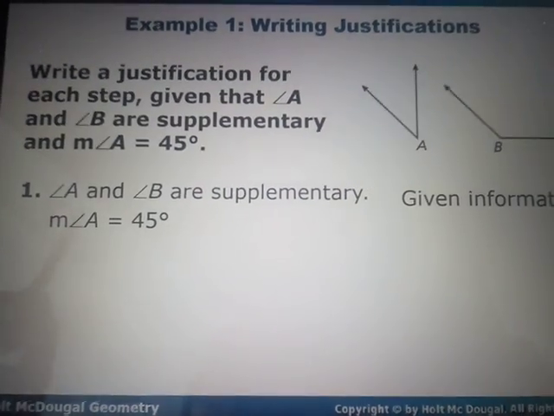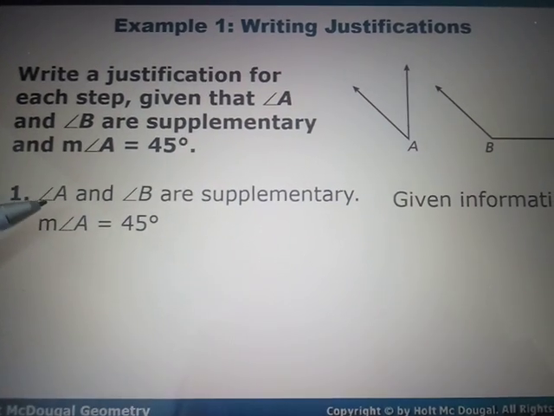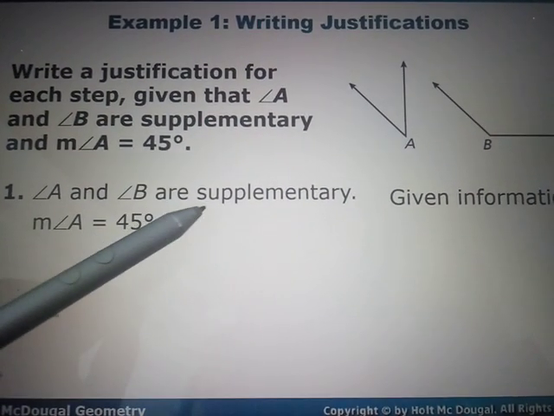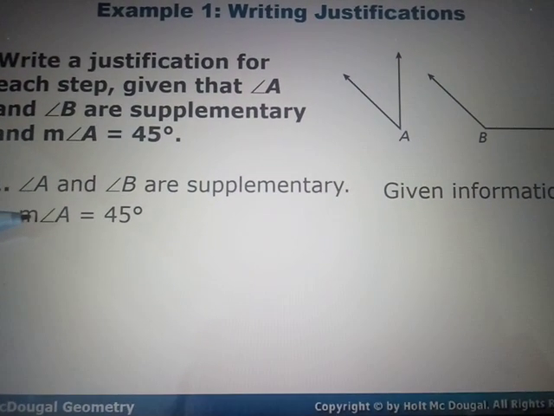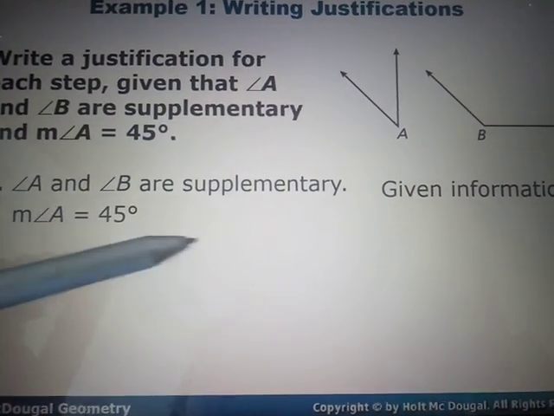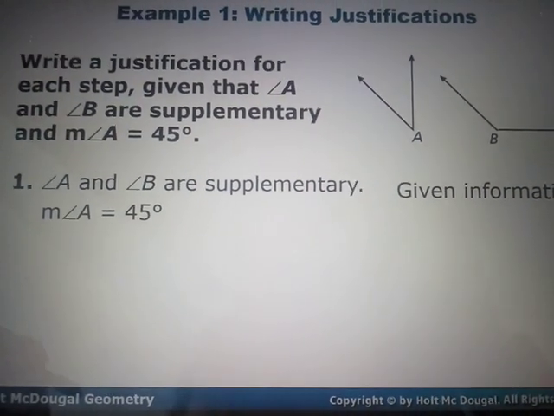The first one, what does he give you? Angle A and angle B are supplementary. It's a given. What is the second piece of information? Measure angle A equals 45. It's also given.